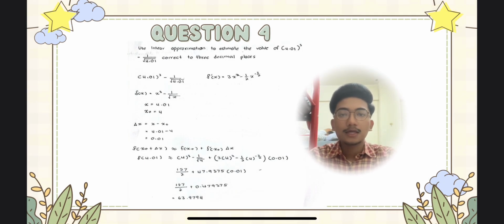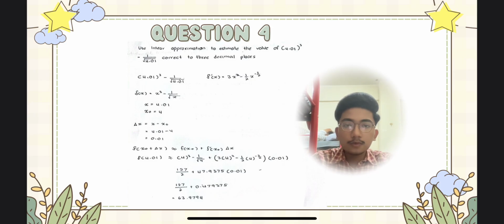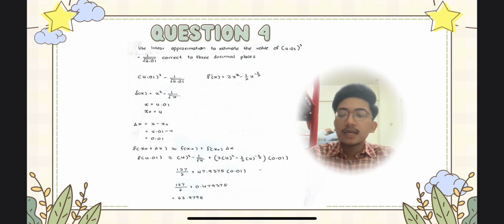So we continue to question 4. Question 4 has 5 steps. First step is to define the function. Let f(x) equal x cubed minus 1 divided by the square root of x. We want to estimate f of 4.01. Step 2, choose a nearby point. Choose a value of x that is close to 4.01 and easy to work with. We choose x naught equal to 4 because 4 is a perfect square and makes calculation simple.